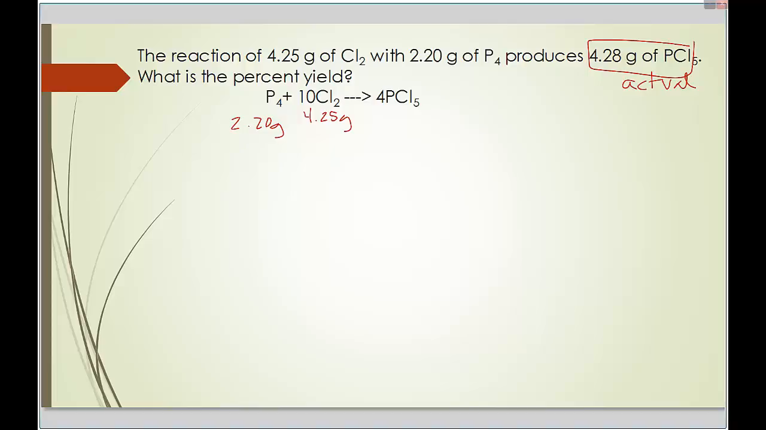Notice that they gave you two numbers on the left-hand side. They gave you 2.20 and 4.25. You're going to have to convert both of those over to grams of PCl5 because you're going to have to compare them.